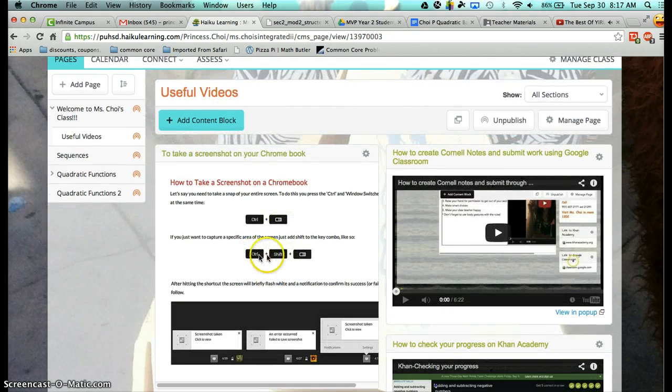What does it say? Control Shift and then these little squarey things. So if you click on all those, then you can go ahead and just highlight that area, and so you don't have to crop. Okay, so there you go.